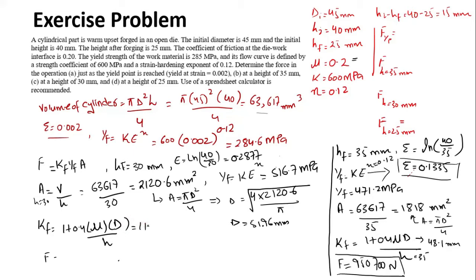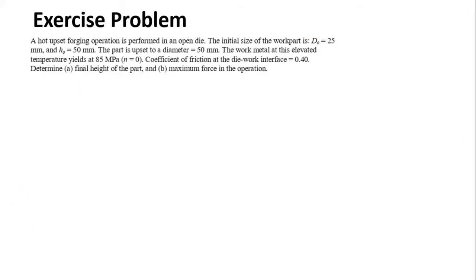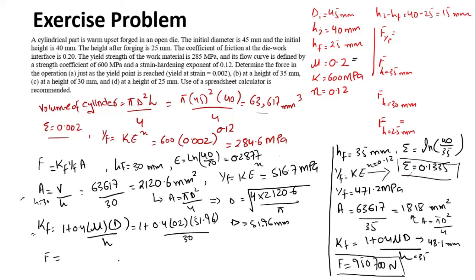Now we can find out the shape factor, that is equal to 1 plus 0.4 into the friction coefficient into the 51.96 whole divided by 30. You can take all the values of kf, cross-section area, flow curve, and put it in the formula for the forging force. So our final value for this one would be equal to 124,756 newtons. So this is the formula for the forging force.